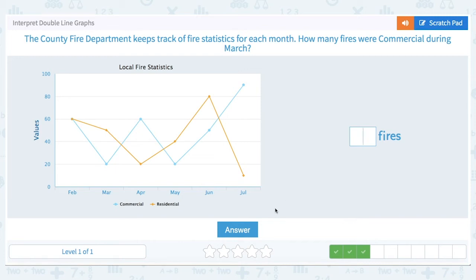So commercial is the blue line. We'll go here to March. Again, that looks like it's exactly on 20, but let's hover. Yep, it is exactly on 20, and we'll put that in.